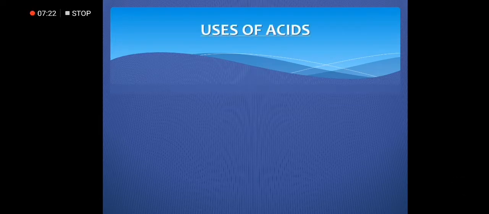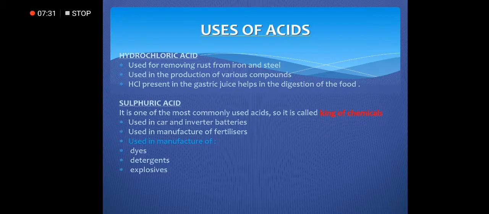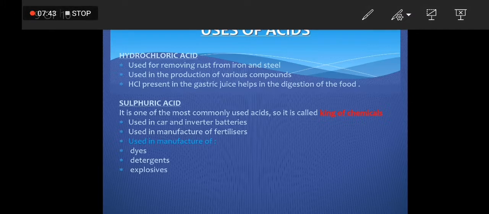Let us discuss some uses of acids. Some important acids that we are going to discuss. First one is hydrochloric acid. This is used for removing rust from iron and steel, and used in the production of various compounds. HCl is also present in gastric juice as we discussed earlier and helps in the digestion of food.